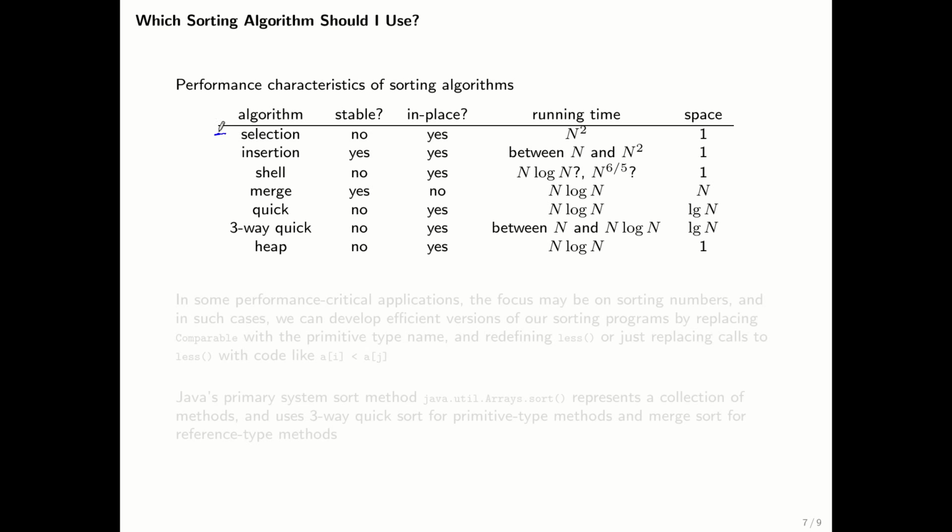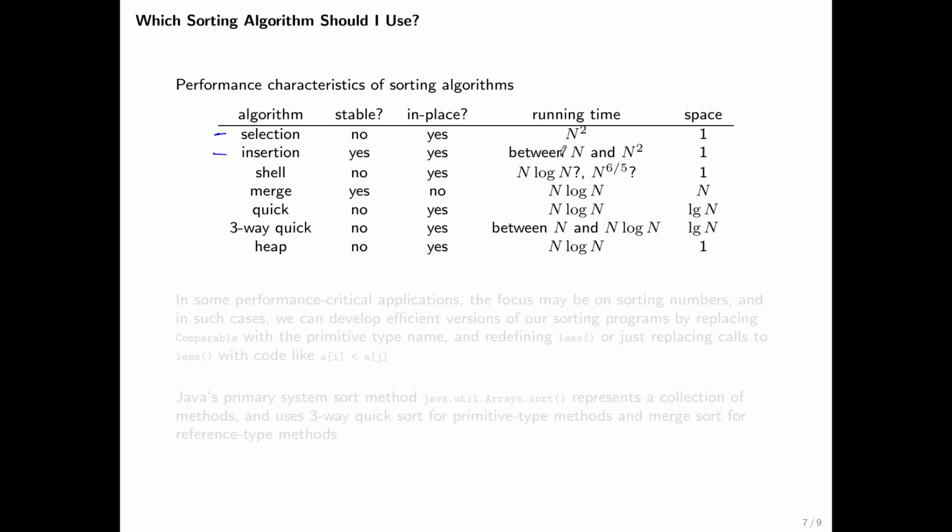The first algorithm is selection sort. It is not stable, and it is an in-place sorting algorithm, which means that it doesn't need any additional space. It sorts the input array in place. It's a quadratic time algorithm, n squared, and the space requirement is 1, so no additional space is required besides the input array. Insertion sort is a stable sort. It is also in place, and the running time here is between n and n squared.